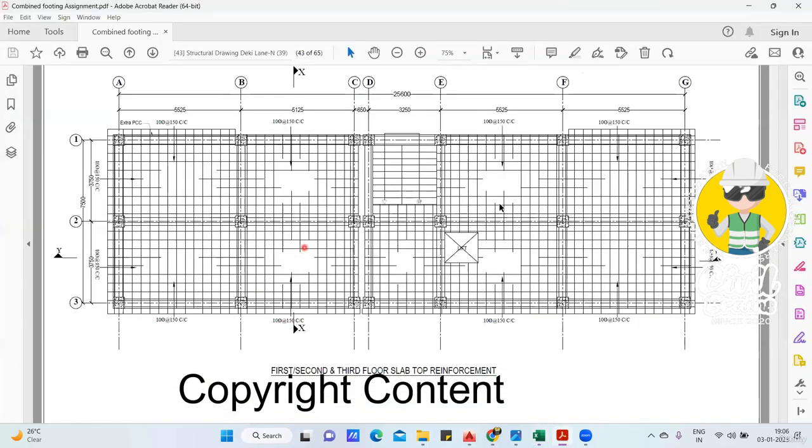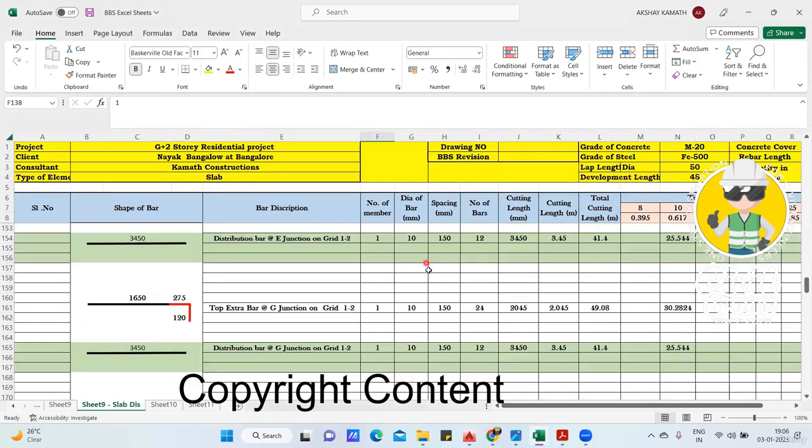Since we have 3 floors, we are doing it for the first floor, second floor, and third floor. Everything is the same, and the number of members I'll multiply by 3. In that way, for the entire first, second, and third floor, my BBS is ready. Okay, fine. You practice up to here.